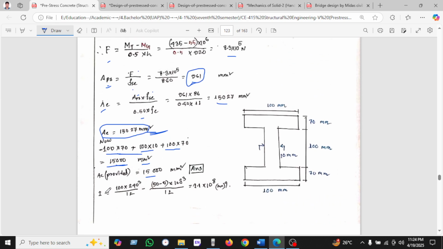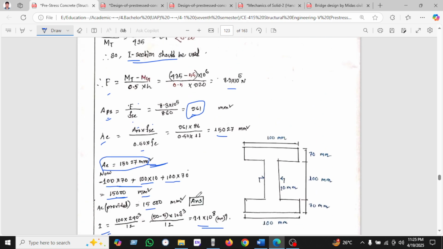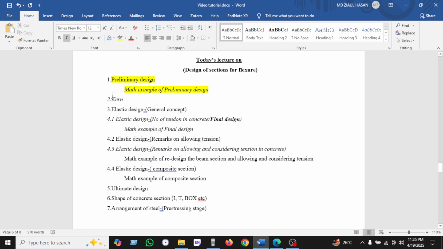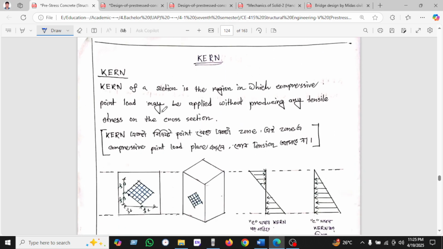Okay. So the moment of inertia we can also calculate in this way here. Okay. So now we can see the kern. Here is the kern. What is the kern? The kern is a section in the region which is a compressive point, where load may be applied without providing any tension stress on the section.